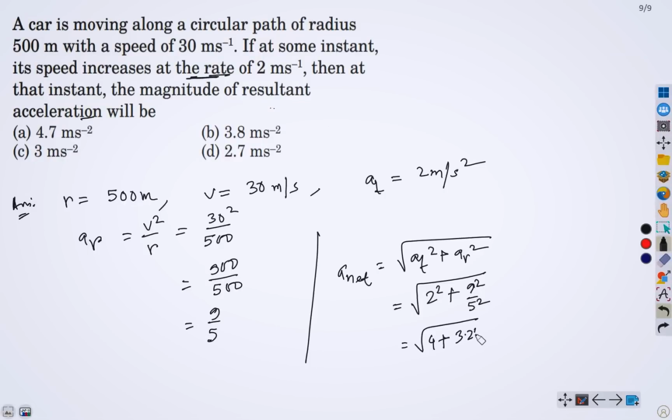This is 3.24, 7.24, approximate value. It is almost 2.7 meter per second square. Yay! So now we will discuss motion in a vertical circle.